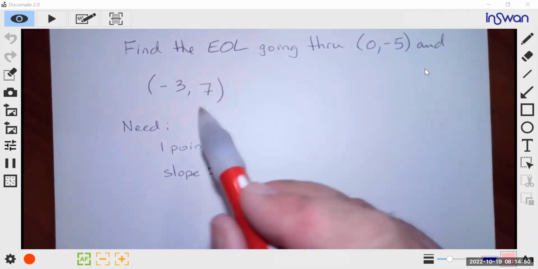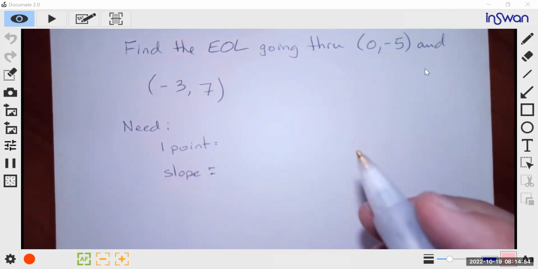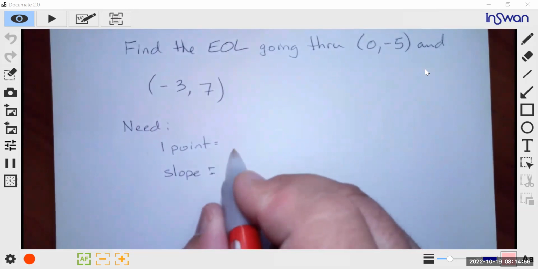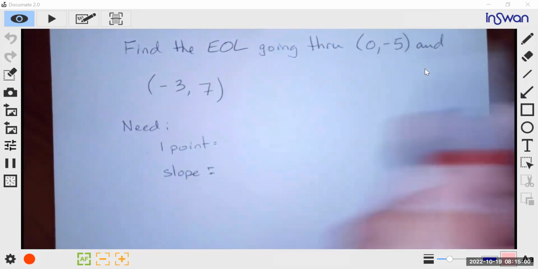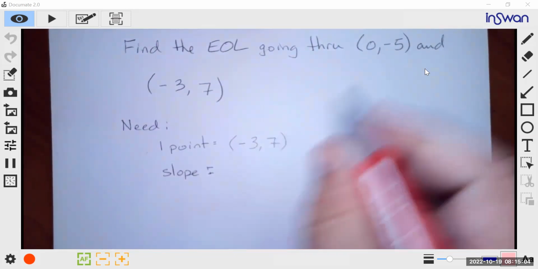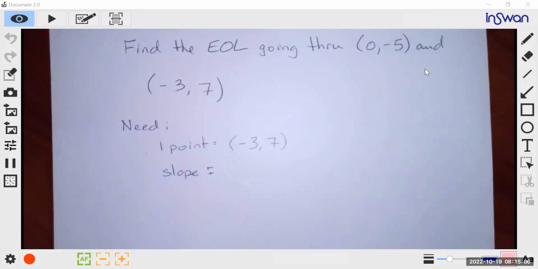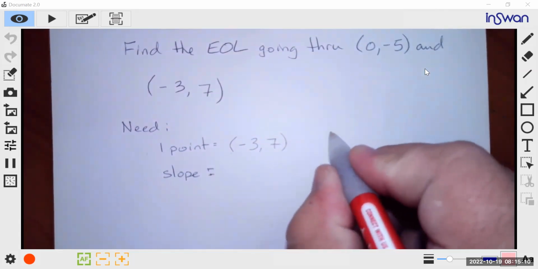Which point do you want to use? We have 2 of them. Okay, it's always easier if something has a 0, but let's use -3, 7, because if you use the one that has a 0, that takes care of part of the equation already. Now we got to find the slope.